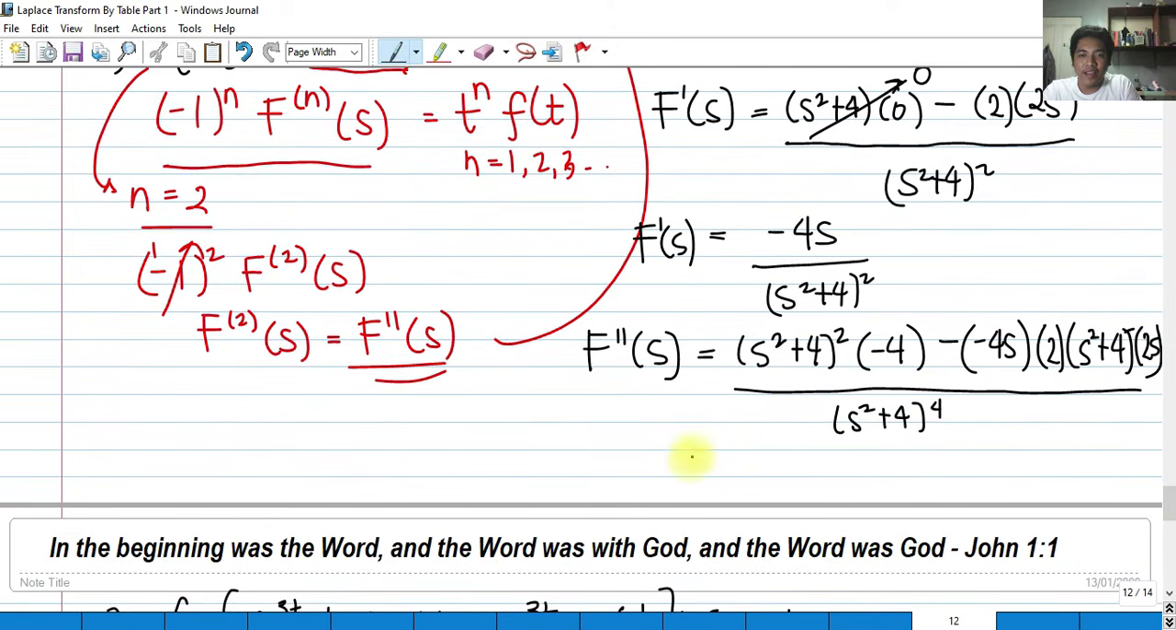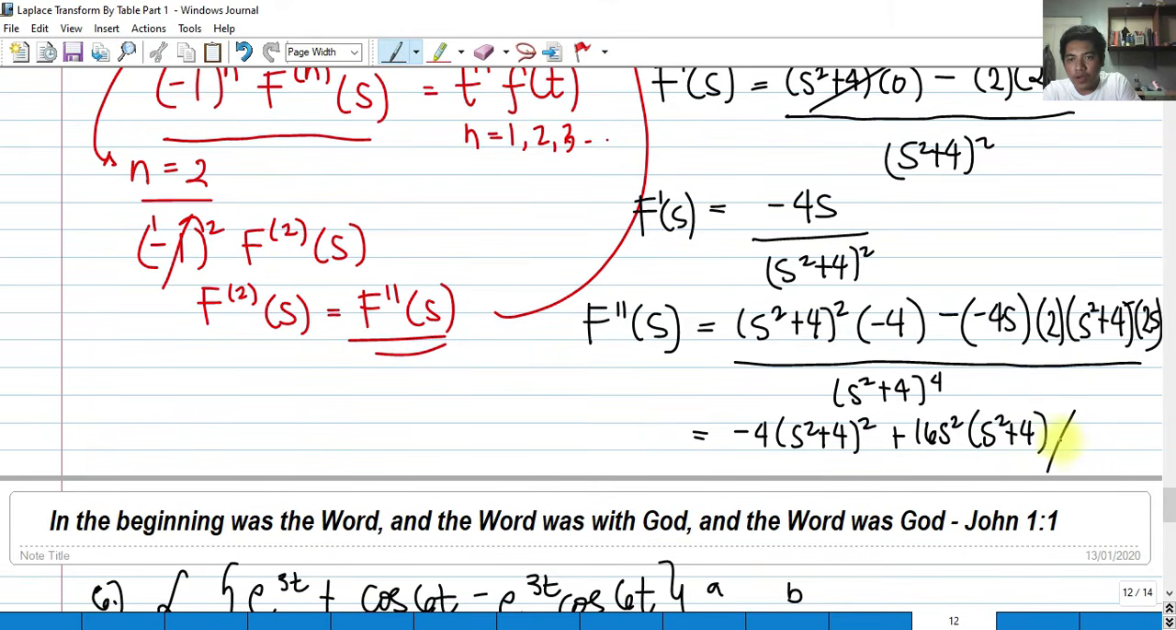The exponent. So we have to square this. So this becomes negative 4. Let's try not to distribute it first. So this would become negative 4s times 2, negative 8s times 2s. Negative 8s times 2s is negative 16s squared, and then we have a minus sign here. So that becomes positive 16s squared multiplied by s squared plus 4, over again s squared plus 4 raised to 4.